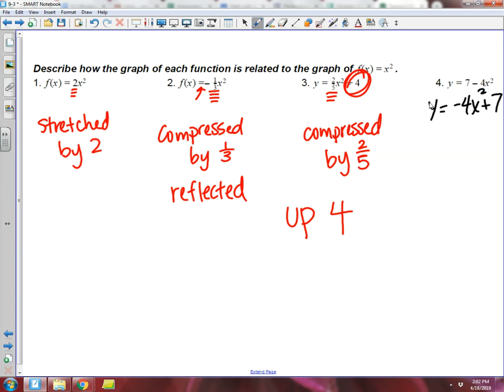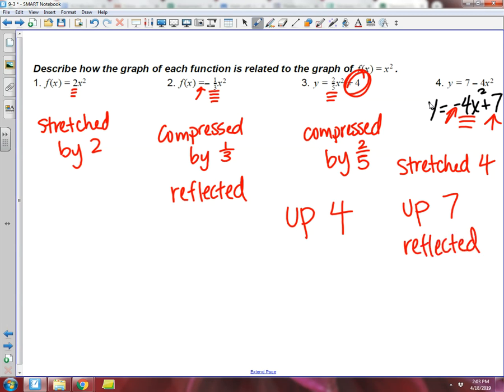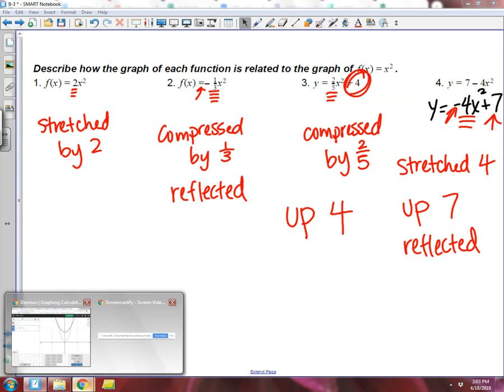Wonderful. So can you now tell me what would happen? By how many? Stretched by 4, so this is going to be thinner. This over here, there you go, up 7, and this guy right here tells me reflected. 3 things happen this time. Negative 4x squared plus 7, let's see what it looks like.